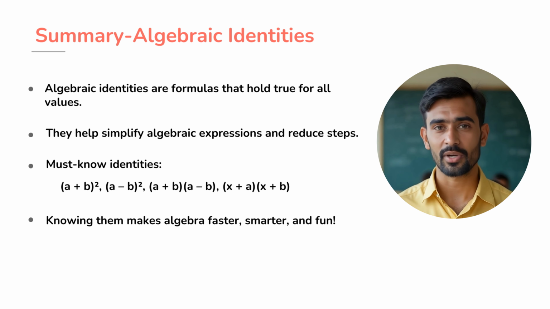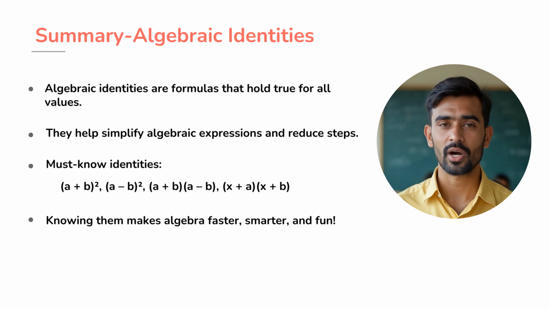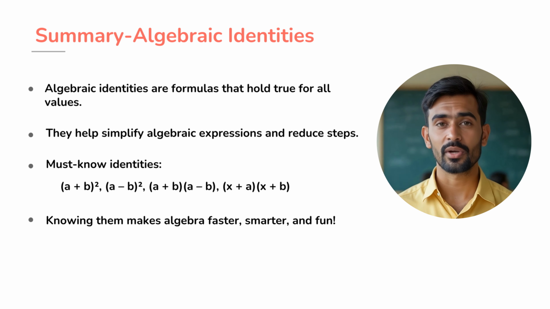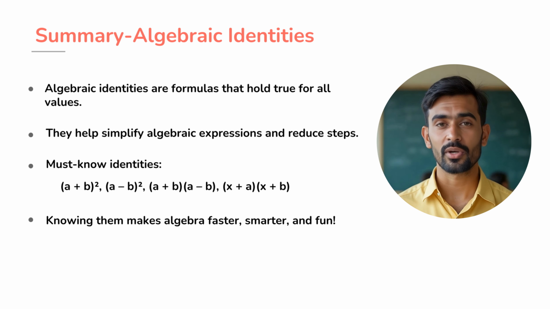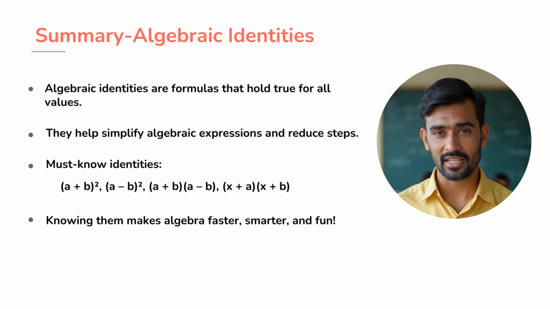Checkmark, algebraic identities are formulas that are true for all values of variables. Checkmark, they make expansion and simplification quick and accurate. Checkmark, the 4 must-know identities are: (a + b)² = a² + 2ab + b², (a − b)² = a² − 2ab + b², (a + b)(a − b) = a² − b², and (x + a)(x + b) = x² + (a + b)x + ab.